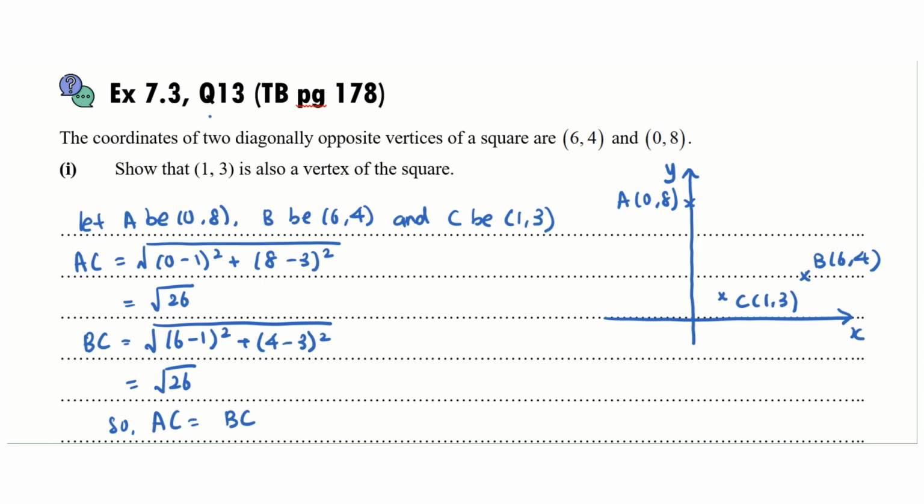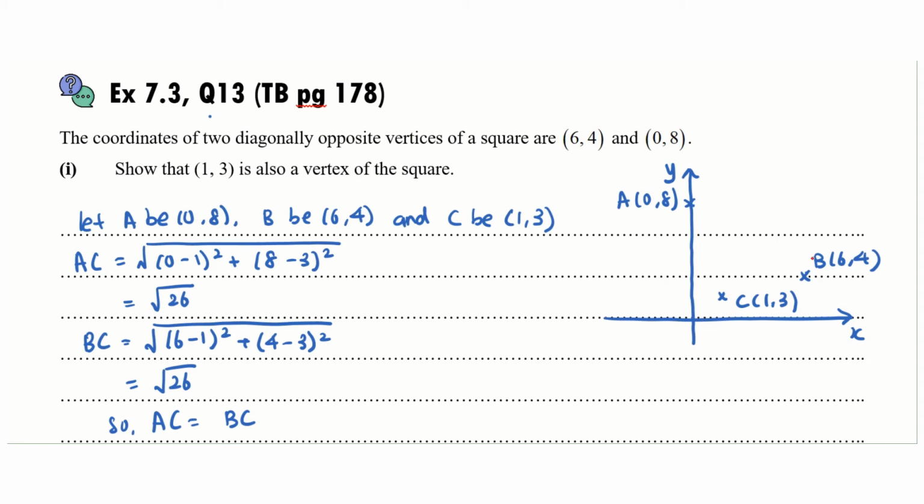Moving on to exercise 7.3, question 13, we are given that the coordinates of two diagonally opposite vertices of a square are (6, 4) and (0, 8). So I sketched out a diagram to help me visualize the question. Then in part I, we want to show that (1, 3) is also a vertex of the square. So I place all the 3 points that I'm given into this diagram here.